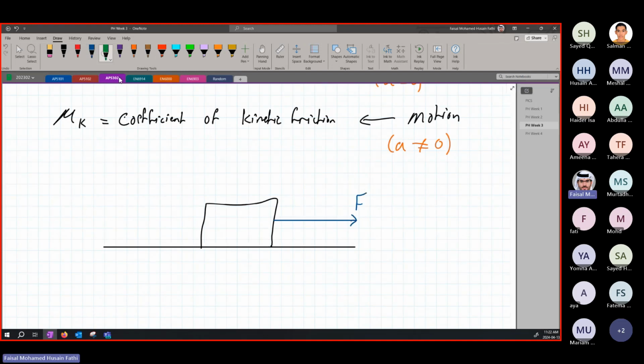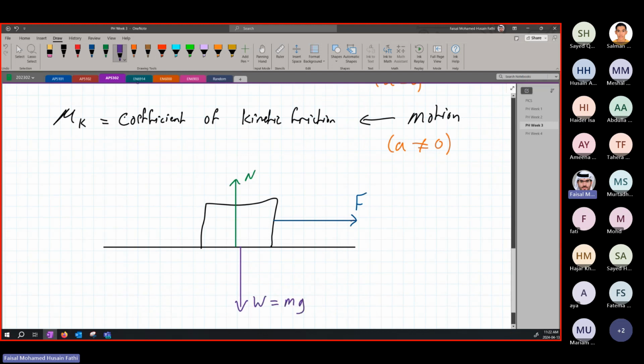I'm always going to use green for my normal force. The normal force is always upwards from the surface. And then I'm going to use purple for my weight. There's going to be a weight force. Remember, W is equal to mg always, where m is the mass and g is the acceleration due to gravity, which is usually 9.8, or the question will mention it. The mass is the mass of the box. Now we will have a friction force in the opposite direction.